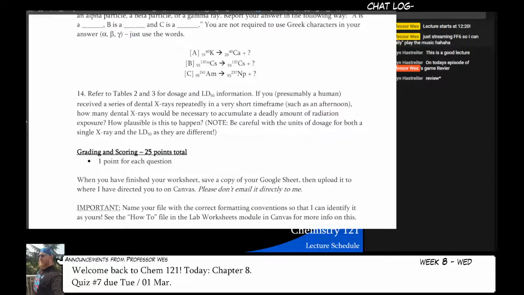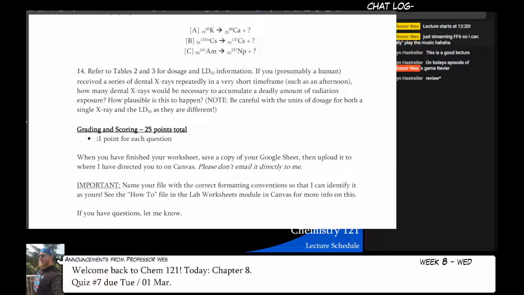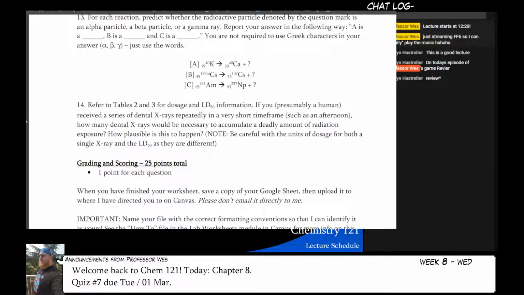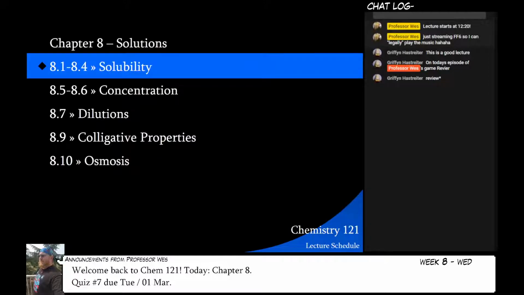And then there are a few final questions here. So there are 25 total questions, and each one's worth 1. Answer them to the best of your ability. That's pretty much it. That's lab number 4.